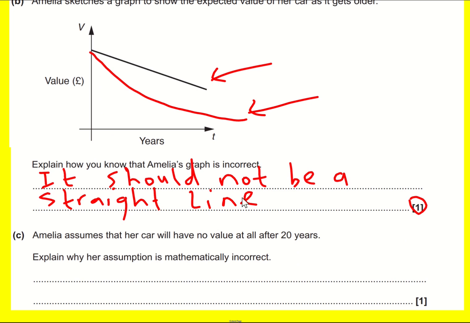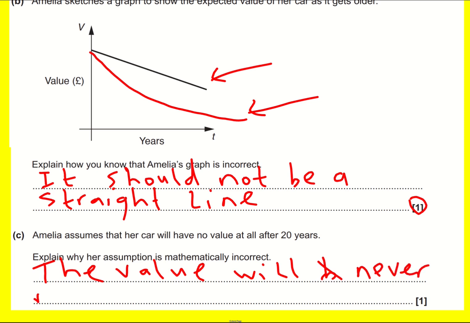I mean, the exponentials never touch the axis, so I think that's one answer. Explain why the value will never reach 0. I think that's absolutely fine to just write that.